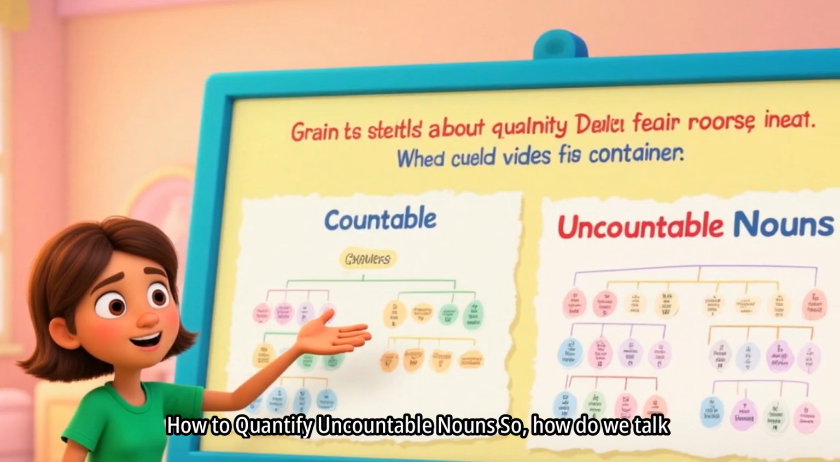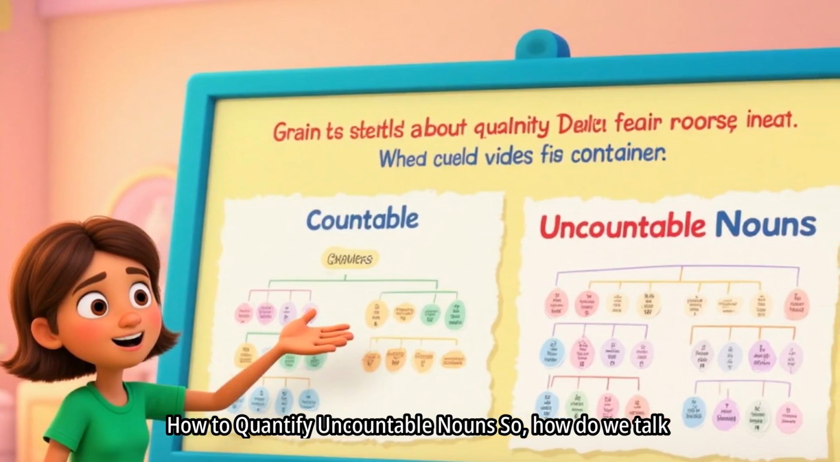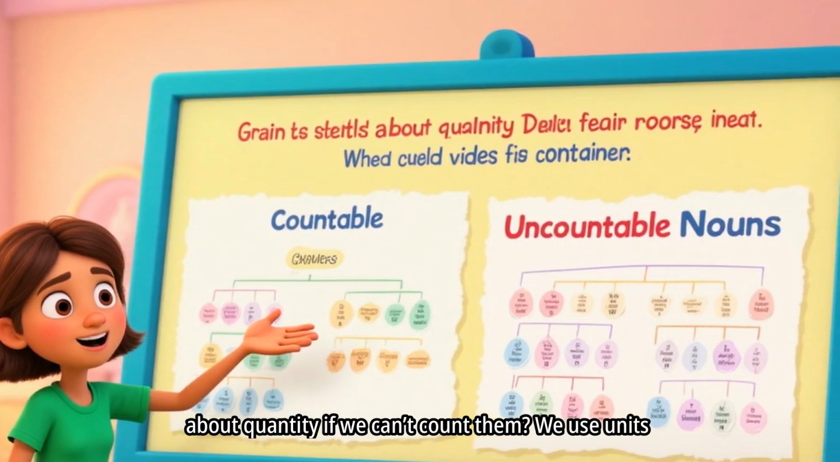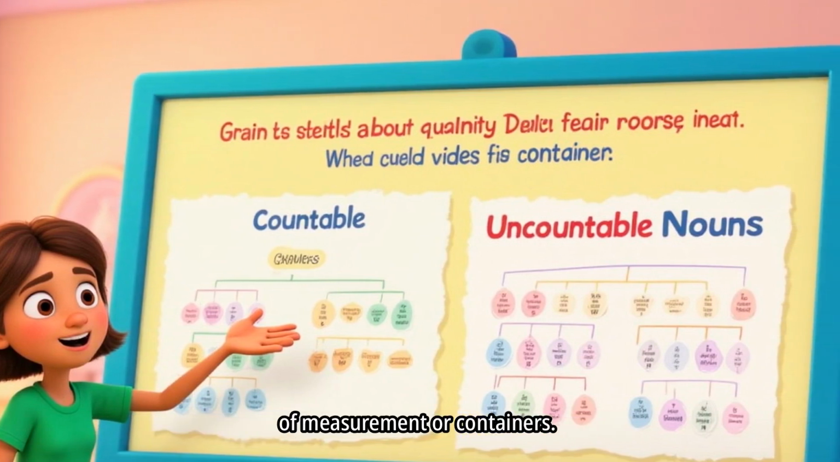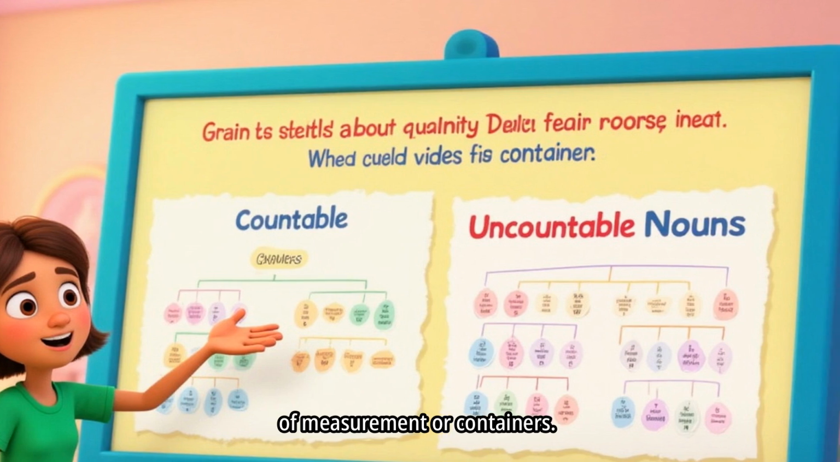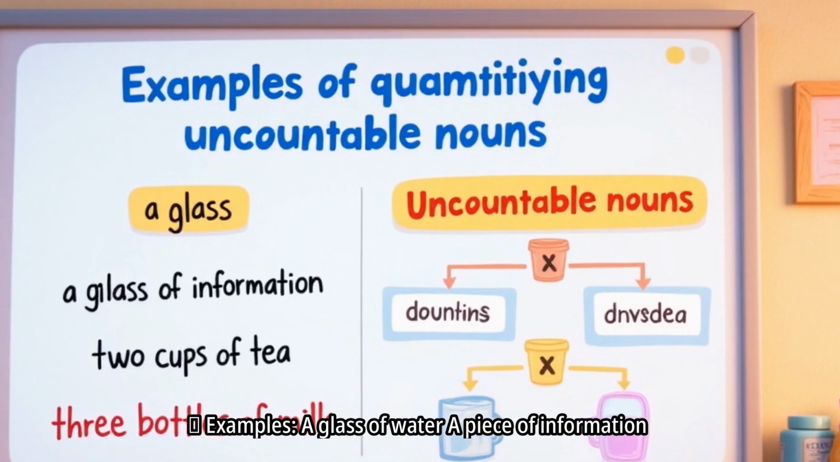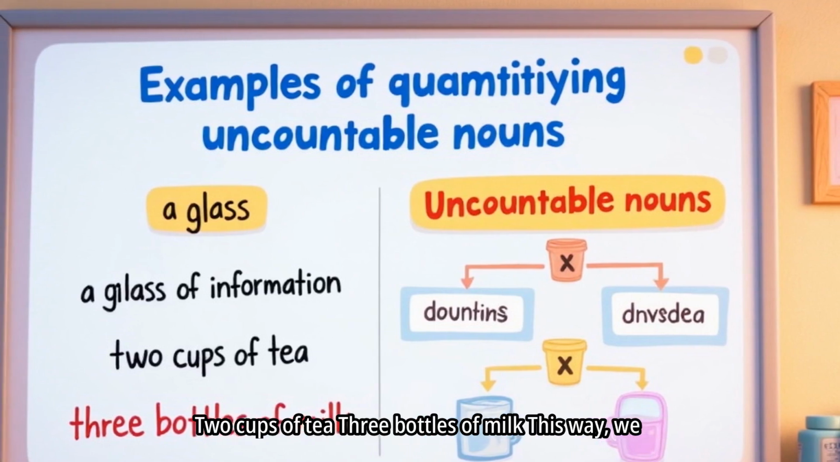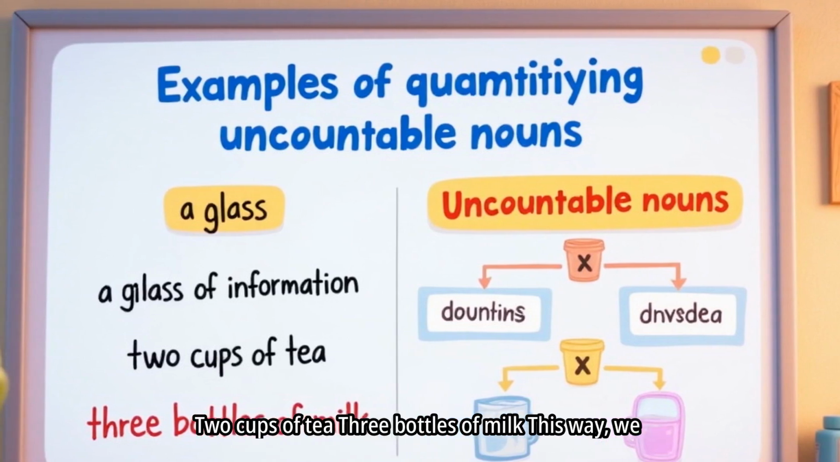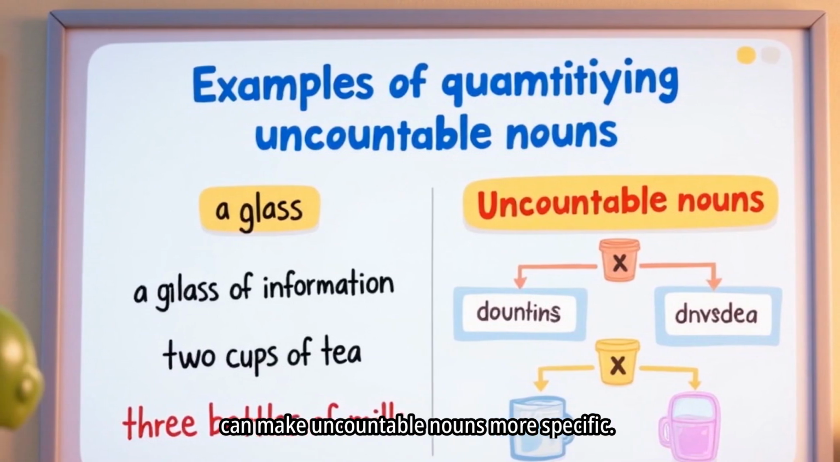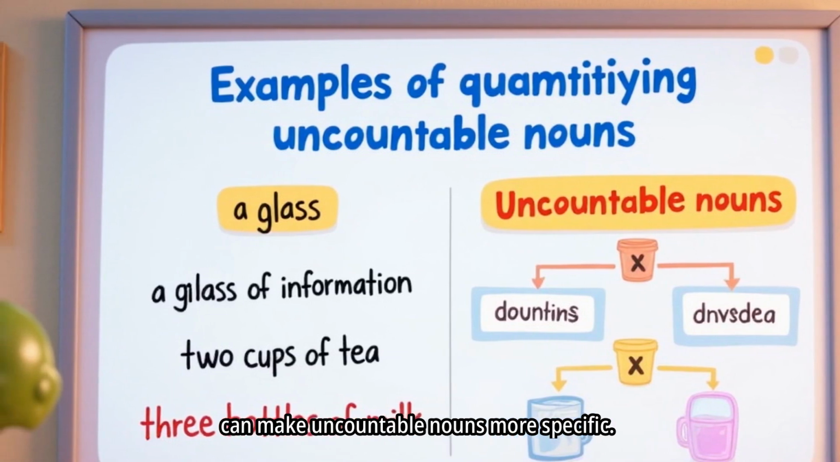How to quantify uncountable nouns? So, how do we talk about quantity if we can't count them? We use units of measurement or containers. Examples: a glass of water, a piece of information, 2 cups of tea, 3 bottles of milk. This way, we can make uncountable nouns more specific.